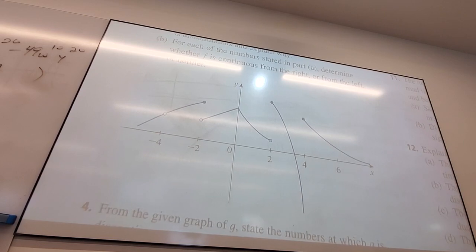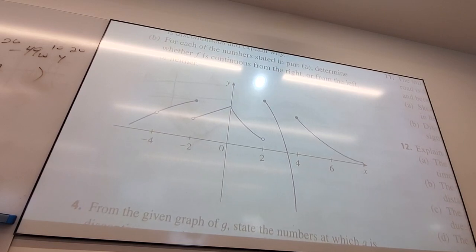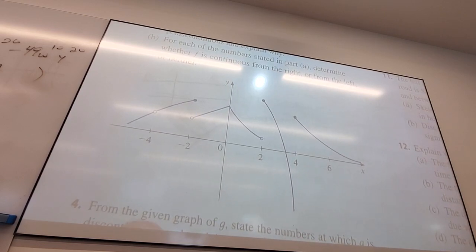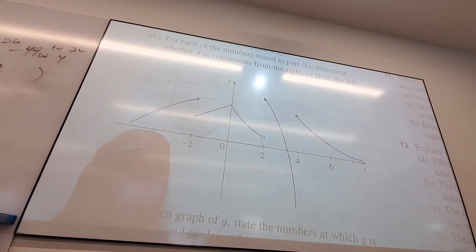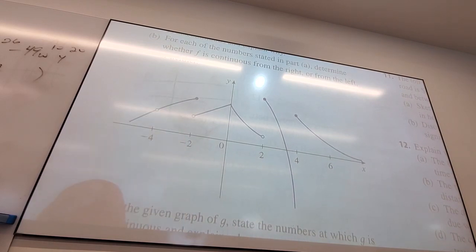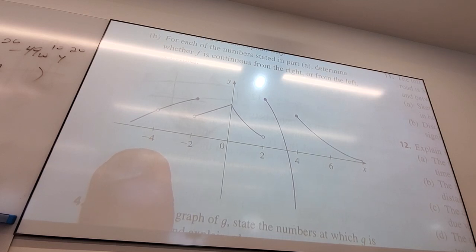Is that okay? No? You don't like it? Like -4, is that continuous from the left or the right? Yeah, -4, is it continuous from either side? No. Why not? Because it doesn't get to anywhere at -4. So it has no chance to be continuous in any way if it's not defined at that point.